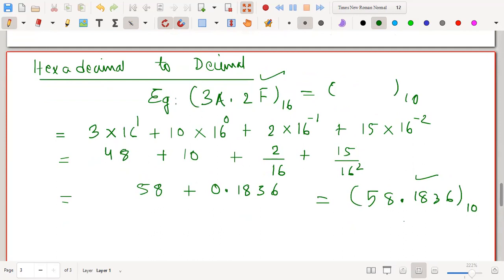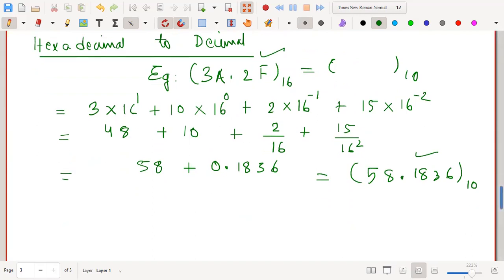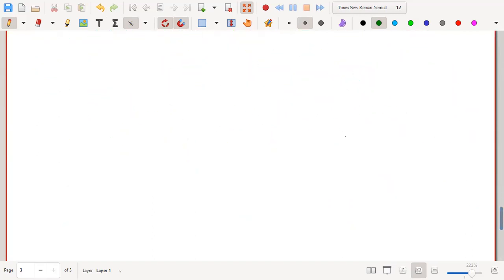Similarly, one can do the conversion vice versa. That means the decimal to hexadecimal conversion. So let us see some examples of decimal to hexadecimal conversion. So the next part is, let me just write down here, decimal to hexadecimal.